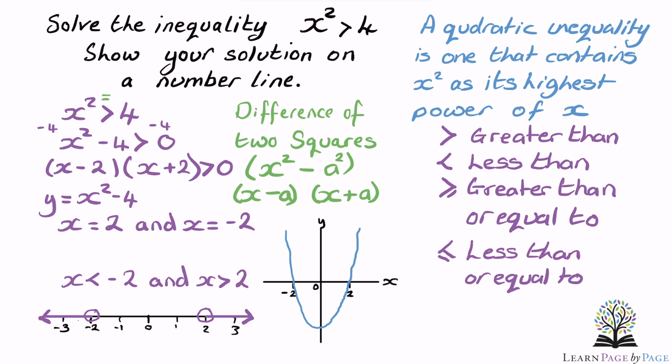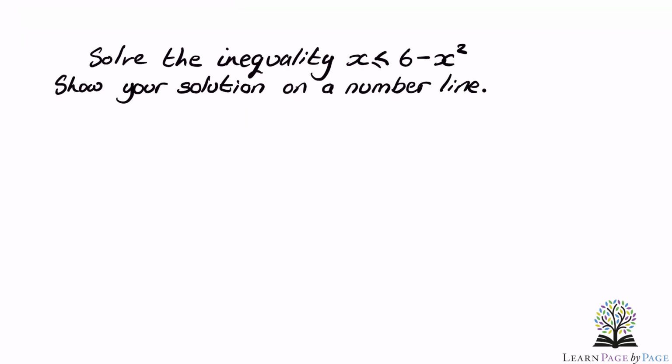Let's try one more. You can see this time I've found one that includes a less than or equals to symbol. So we're going to be using a solid circle. Let's write the inequality out. And same as before, we're going to rearrange it as if it was an equation. So what do I have? Well, my squared term here is negative. I'd rather it be positive.